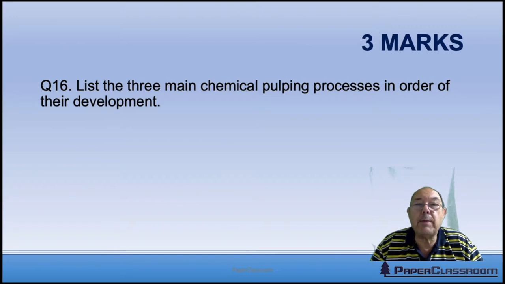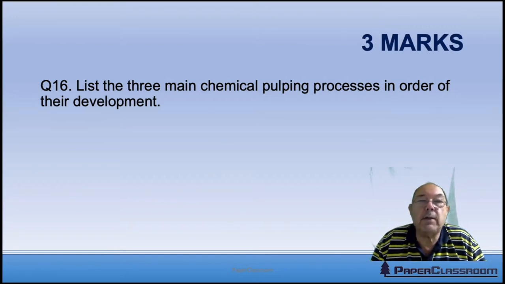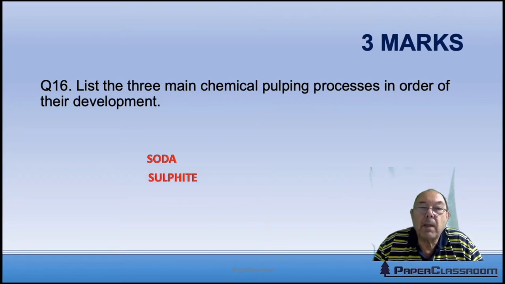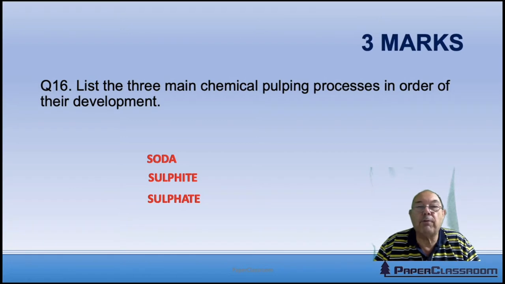Question 16, the three main chemical pulping processes in order of their development. 1 mark if you put soda in the first place. 1 mark if you put the sulfite process in second place. And 1 mark if you put the sulfate pulping process in third place.